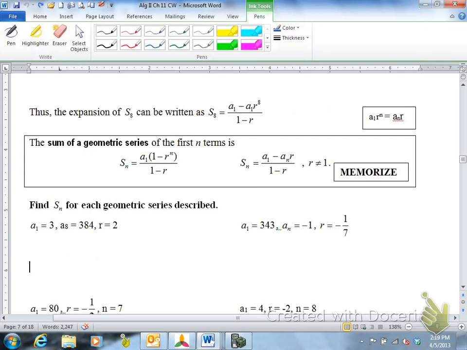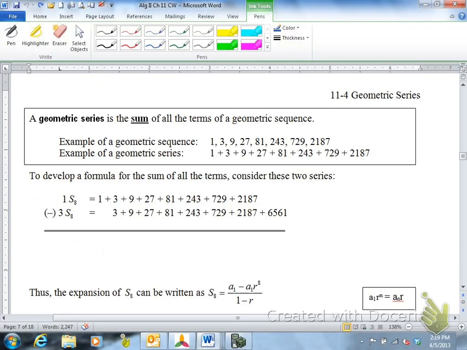So we're talking about in this section geometric series, 11.4. A geometric series is the sum of all the terms of a geometric sequence. So it's a sum again. We're adding a bunch of terms. A geometric sequence, here's 1, 3, 9, 27, 81, etc. So the r value from 1 to 3, 3 to 9, you're multiplying by 3. A geometric series is what we're talking about today. Now we're adding all those terms of a geometric sequence.